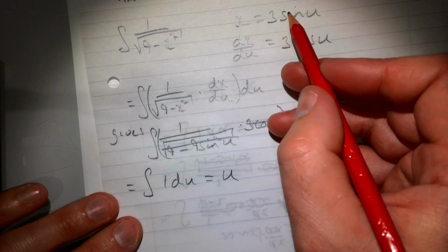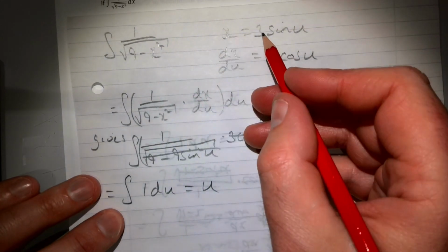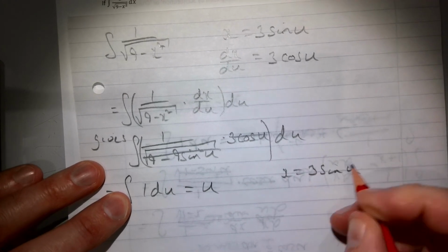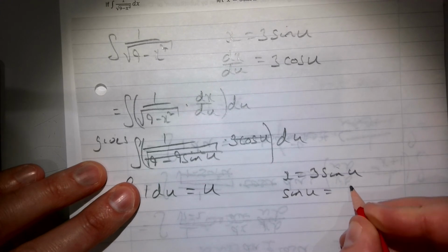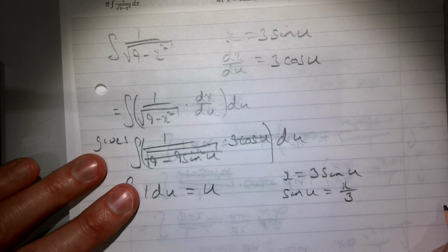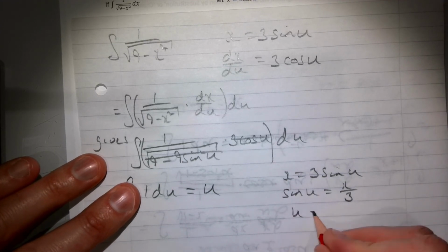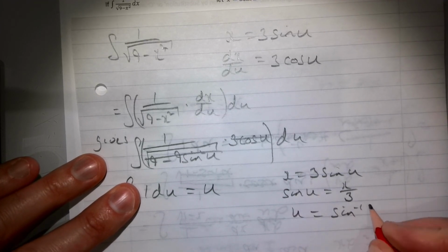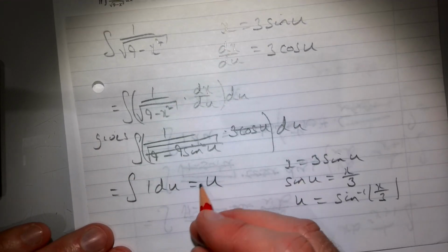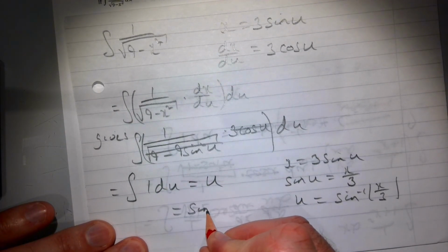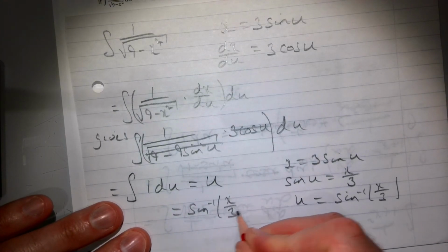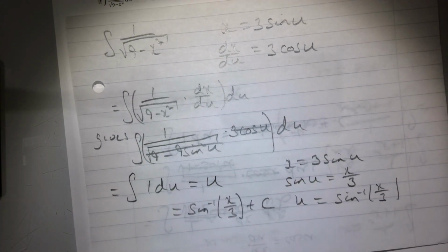So what's u in this case? We need to be a wee bit more careful here. We know that x equals 3 sine u, so sine u is going to be x over 3, so u is going to be sine to the minus 1 of x over 3. So our answer is sine to the minus 1 of x over 3 plus c.